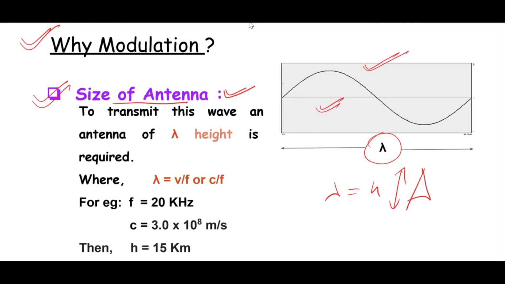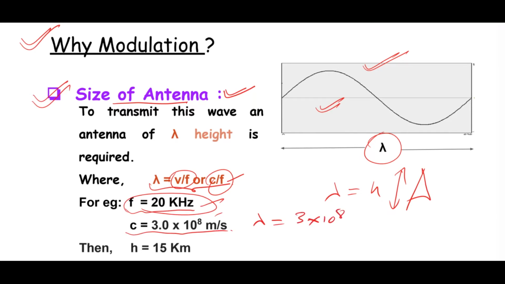Suppose, for example, lambda is v by f, or c by f, where c is the speed of light, and f, for example, I have taken to be 20 kilohertz. Now if I put these values in this formula, lambda will become equal to c, which is 3 multiplied by 10 to the power 8, over f, which is 20 kilohertz, so 20 multiplied by 10 to the power 3.